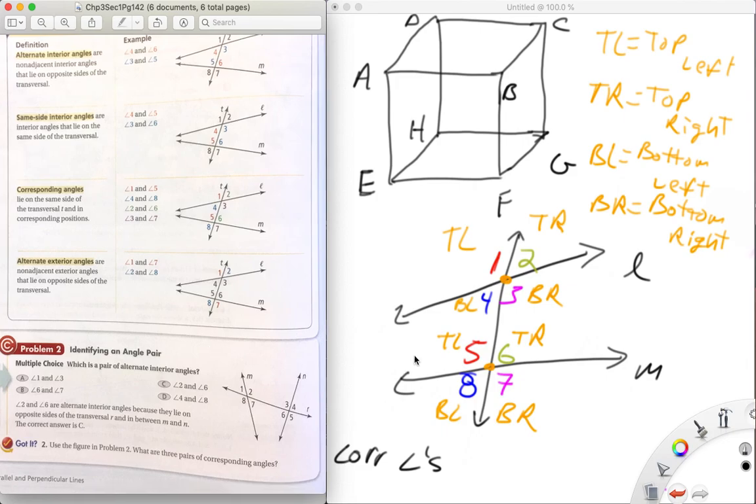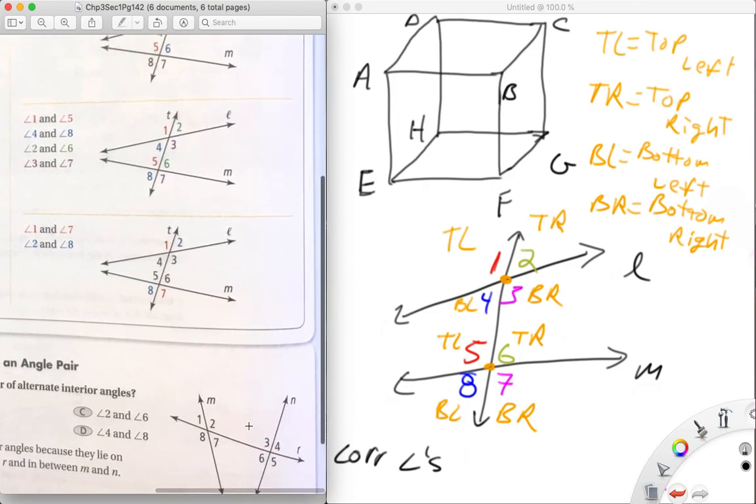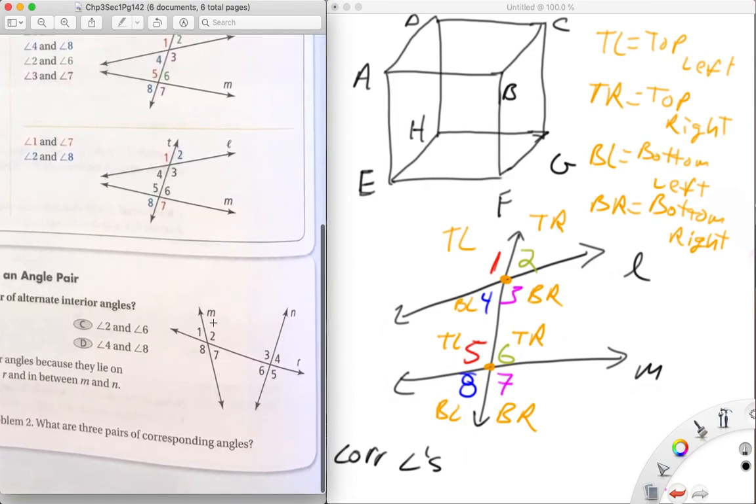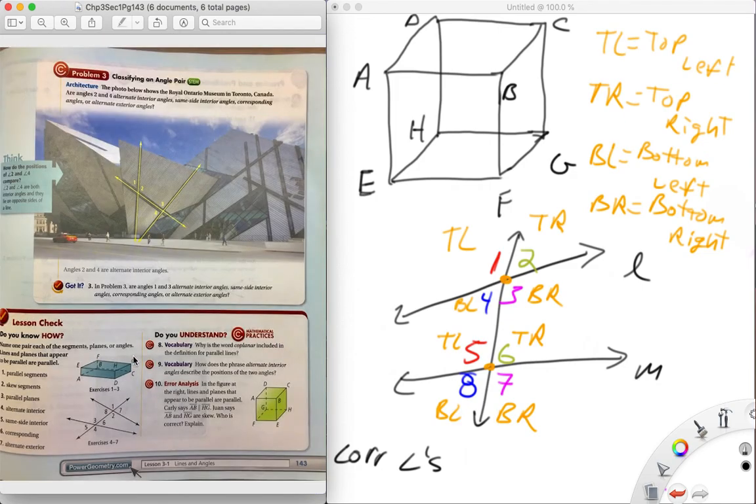So here, they want 3 pairs of corresponding angles. 2 and 4 are corresponding. You can say this guy is in the top right, top right. 5 and 7, they're corresponding, bottom right. 8 and 6, they're corresponding, bottom left. 1 and 3, they're corresponding, top left of their respective angles. All right.